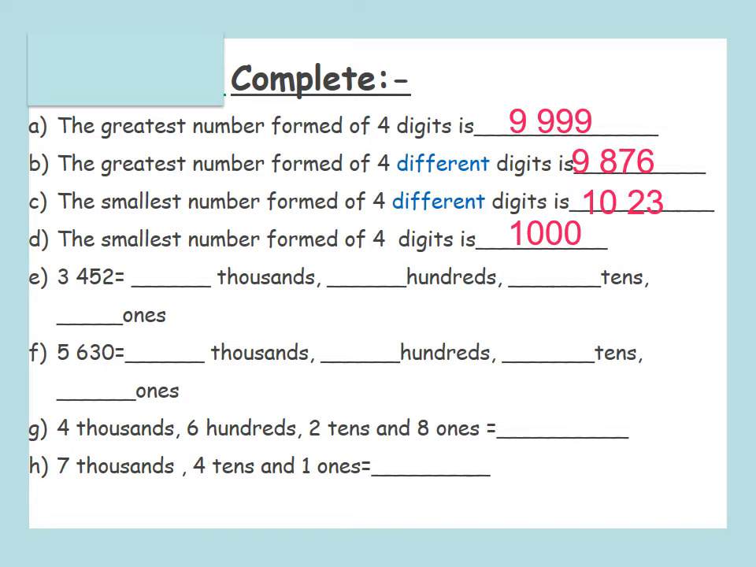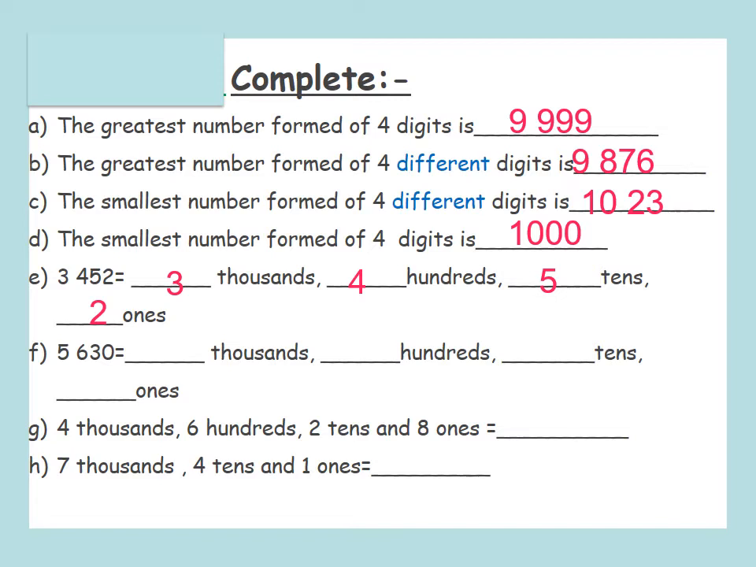Okay, the next one. We have 3452. How many thousand here? 3. And how many hundred? 4. Then how many tens? 5. And the last one, it's 2 ones. Okay, next one, primary 3. Answer with me.